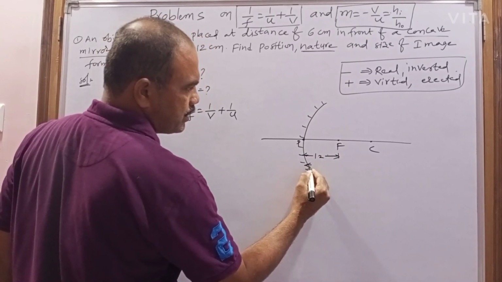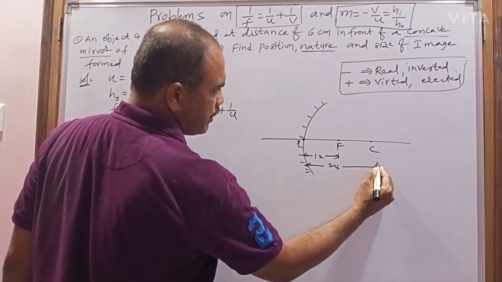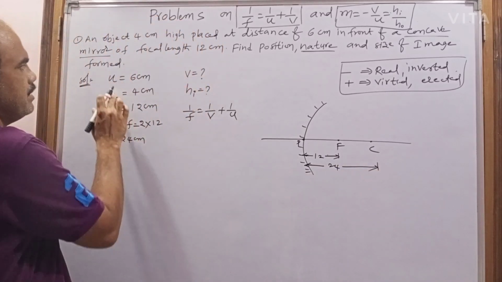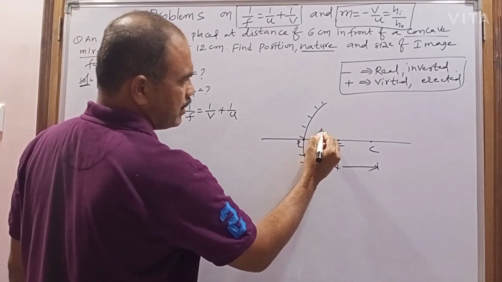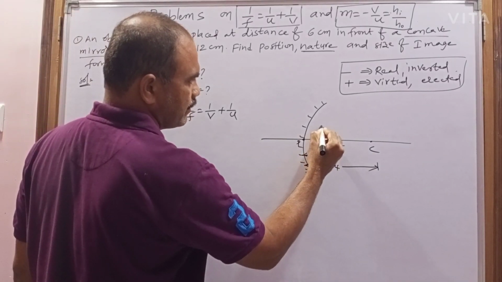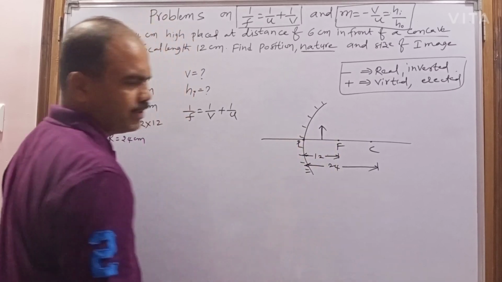And from pole to center of curvature is 24 centimeter. But what is the object distance? The object distance is 6 centimeter, and you have to guess. So the object is here, and the object is between pole and focus.